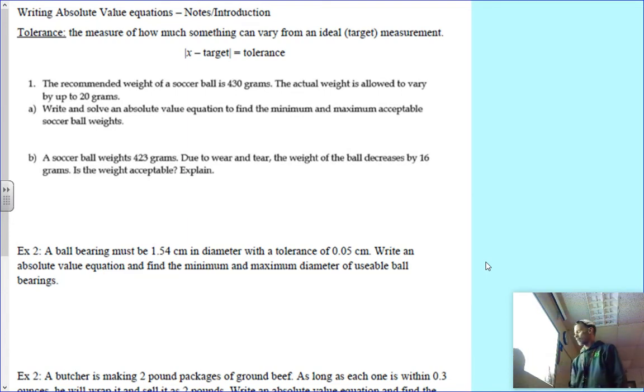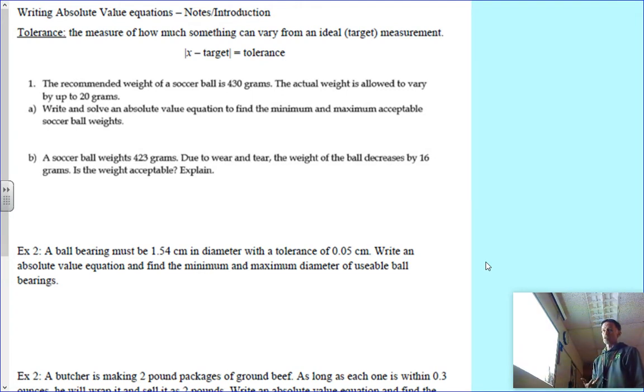So today we're going to be talking about writing absolute value equations and solving absolute value equations from the dreaded word problem. Now the good news about these word problems is they're always going to be in the same format. There's not going to be any tricks to them. Absolute value functions are useful in real life.